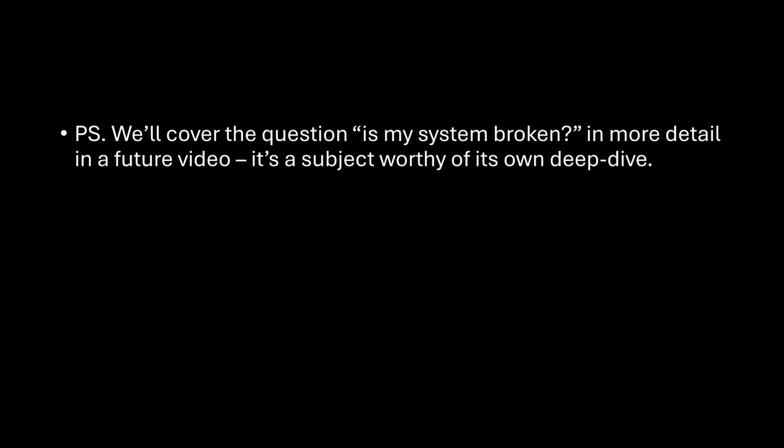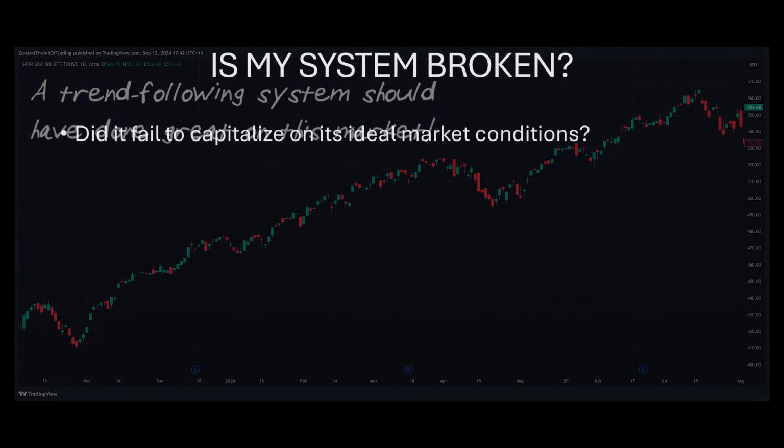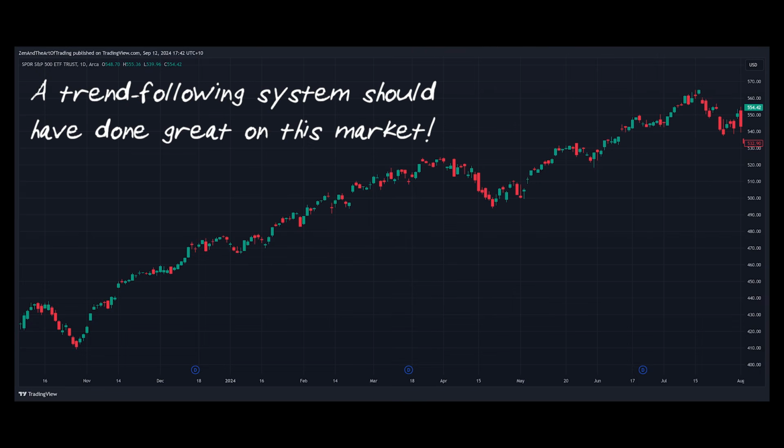The core way to know if your system is broken, truly broken, and not just going through a natural drawdown, is, I'll just briefly go over a couple of the slides I put together without elaborating to save time. But the core question is, did it fail to capitalize on its ideal market conditions? So if you have a trend following system and the market's trended strongly for the past 6 months or so and your system failed to make money, that's a bad sign, that's a red flag.